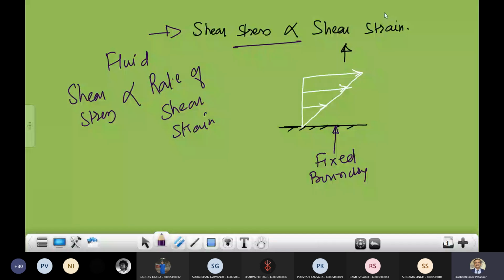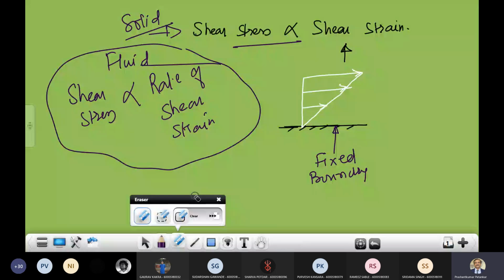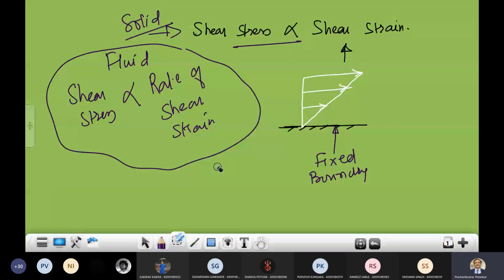But when you are talking about fluids, we say that shear stress is directly proportional to the rate of shear strain. So what is the meaning of that? You try to understand that first. Now see here on this particular layer, some tangential force is acting. Due to this tangential force, the immediate layer, either on the top side or on the bottom side, is going to slide with respect to this, but with some different velocity.